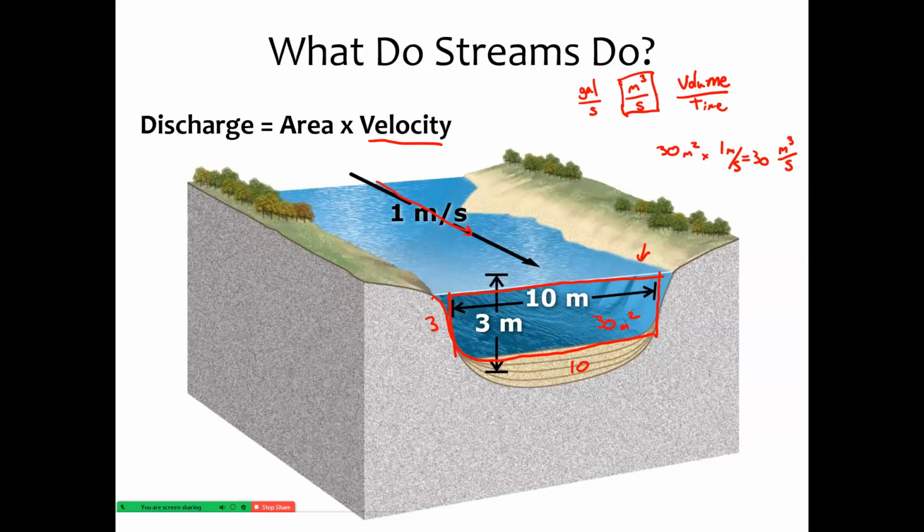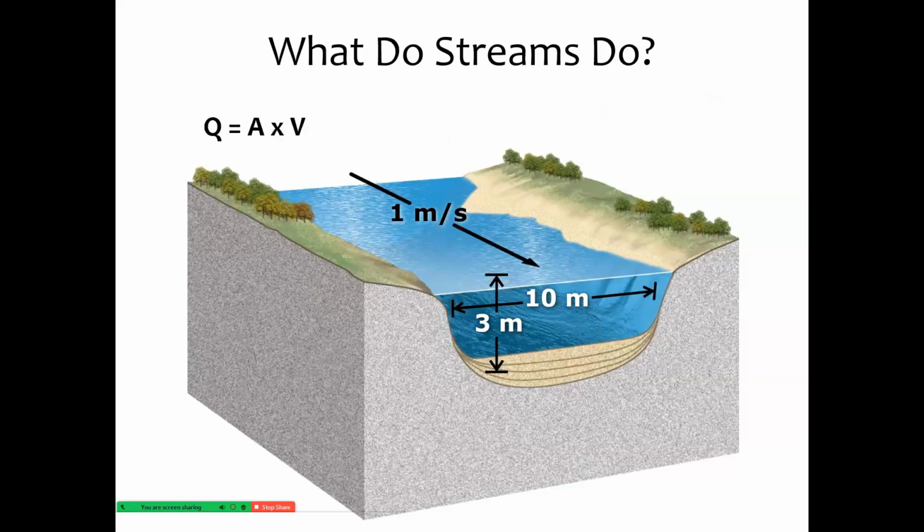So our equation then for calculating discharge, volume per time, is the cross-sectional area times the velocity of the river. Discharge equals area times velocity. You might see it written out in a very simplified way, like this. Q equals A times V. So Q is discharge, A is area, and V is velocity, speed of the water moving.